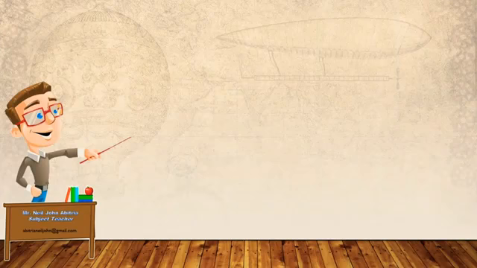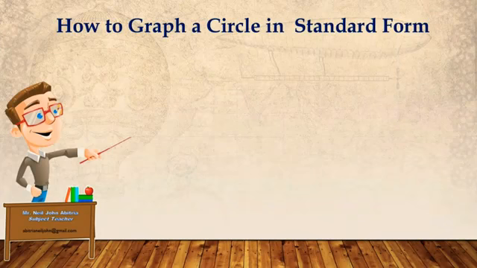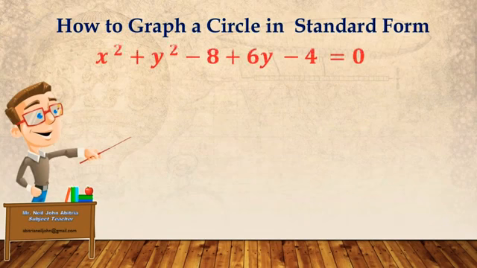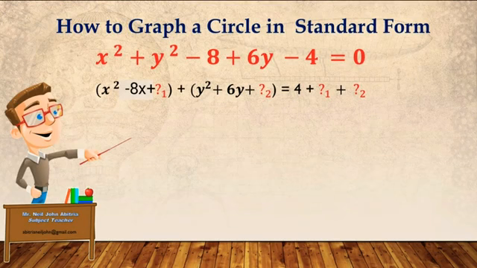Next, let's learn how to graph a circle in standard form. If your circle equation is in standard or general form, you must first complete the square and then work it into the center radius form. Suppose you have this equation. Rewrite the equation so that all your x terms are in the first parenthesis and the y terms are in the second.